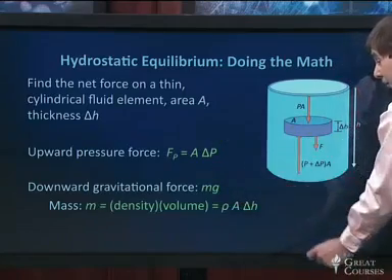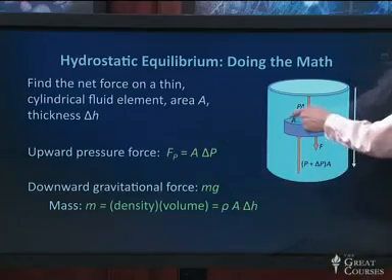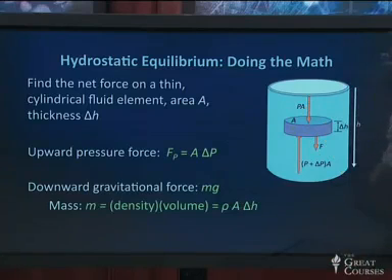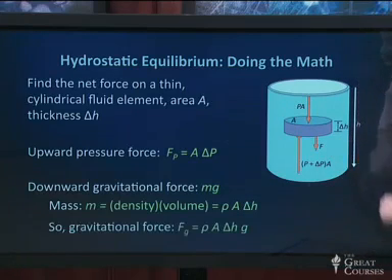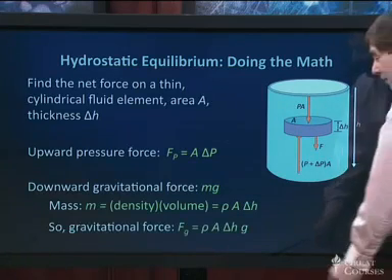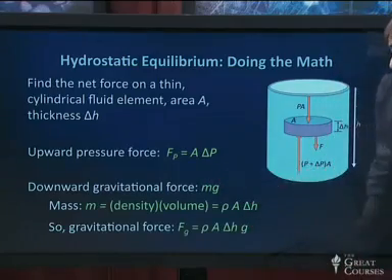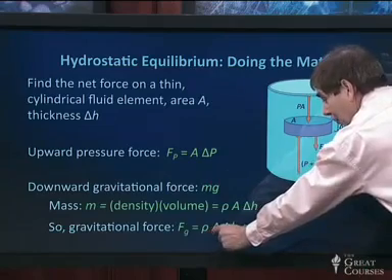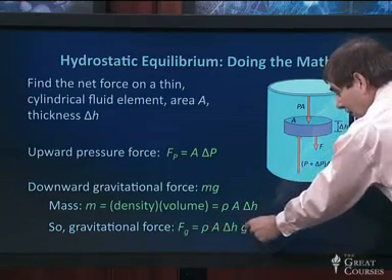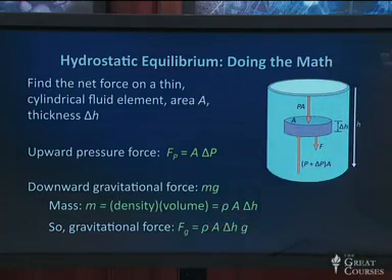That's the density rho times the volume of that fluid element, and the volume is its area times its thickness. So there's the mass. So the downward gravitational force, Fg, becomes mg, the mass times the gravitational acceleration g, and the mass is rho A delta h, density times volume. So there's the gravitational force.